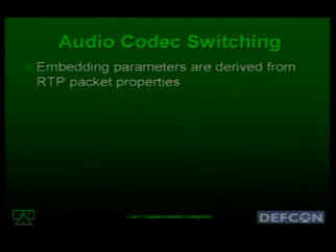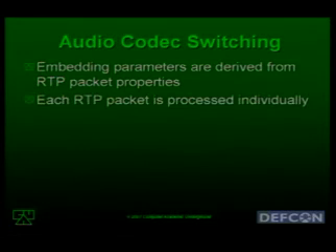Audio codec switching. To handle those devices that switch codecs mid-session and change things around, I designed the embedding system to operate on individual packets. So the parameters used to perform the embedding are derived from the RTP packet that it's about to target. So if the RTP session switches codecs, changing things around, we really don't care. As long as we support the codec that the audio is encoded in, then the embedding system will work on it. Otherwise, it just passes that packet unmodified.